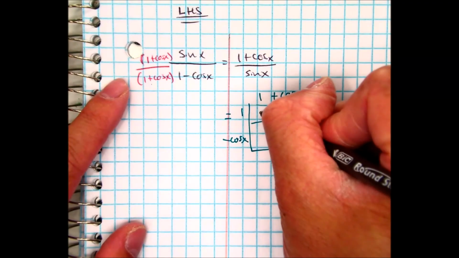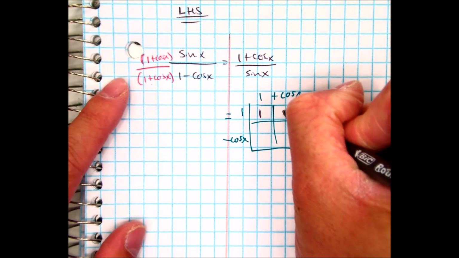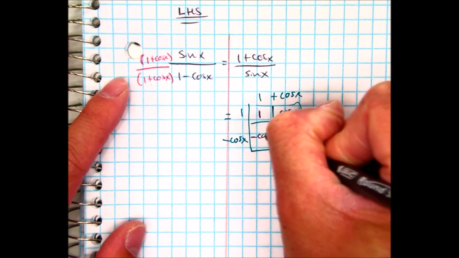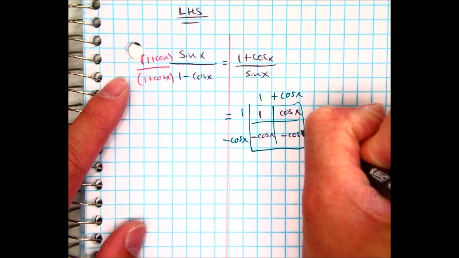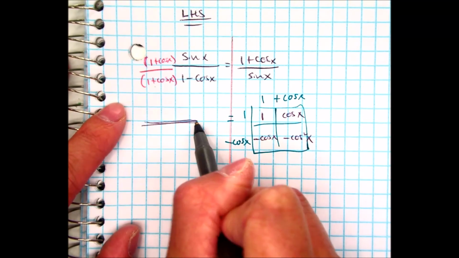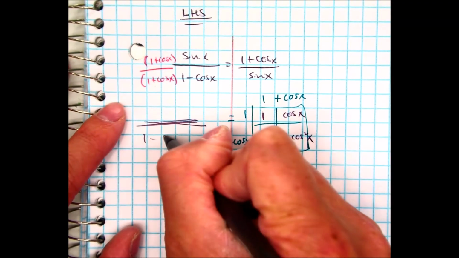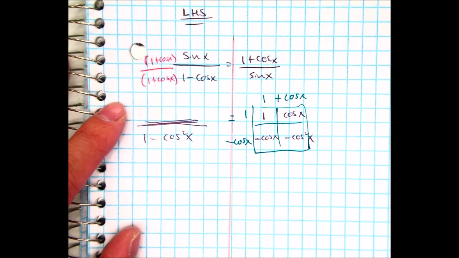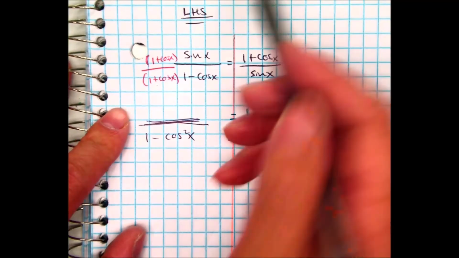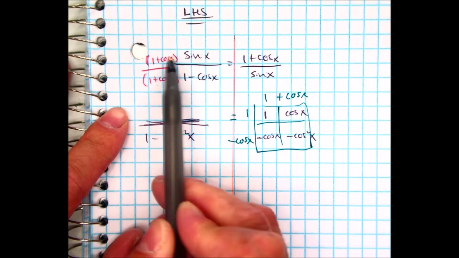What goes here? So for the denominator, what am I going to write? 1 minus cosine squared x. Numerator, did you guys distribute? Oh, because you look over here. See that?